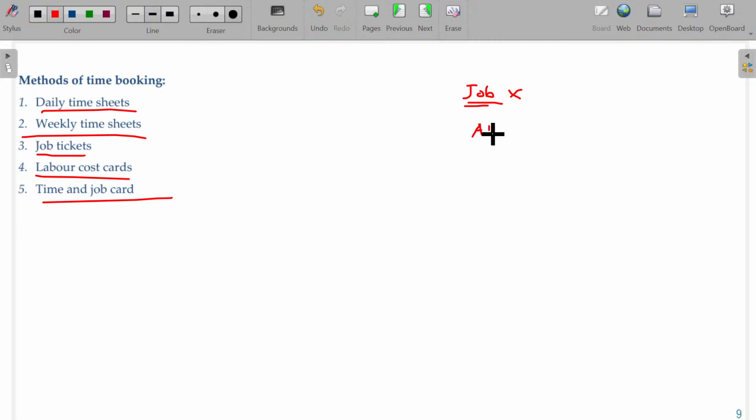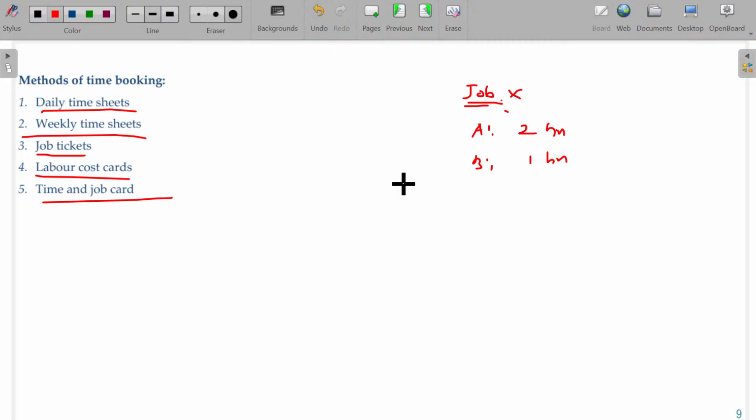Employee A may work for this job and get signed for 2 hours by the job X in-charge. Then worker B also worked for job X for 1 hour. In such a way, we collect all the job tickets from the different employees working for that job, and each employee, after completion of the working hours in that job, gets a ticket. You group all the tickets to find out how many hours that employee worked for that particular job.